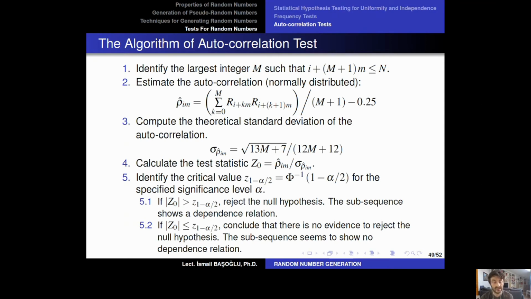You wouldn't use that in a simulation. But if the test statistic's absolute value is less than or equal to this critical Z value, then you will say that there is not enough evidence to reject the null hypothesis. The subsequence seems to show no dependence relation. It seems to be independent, you would say.